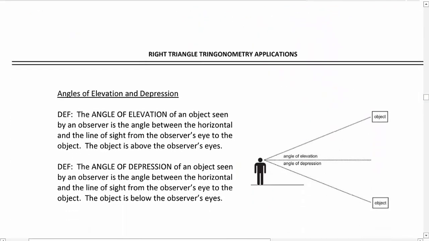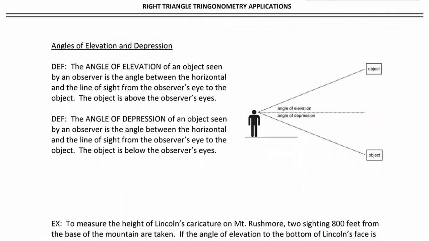In our next examples, it's going to involve angles of elevation and angles of depression. The angle of elevation of an object seen by an observer is the angle between the horizontal and the line of sight from the observer's eye to the object. The object is going to be above the observer's sight. So if you're looking straight ahead originally, and then you have to look up at an object, your angle of elevation is how much you had to look up from normally looking straight.